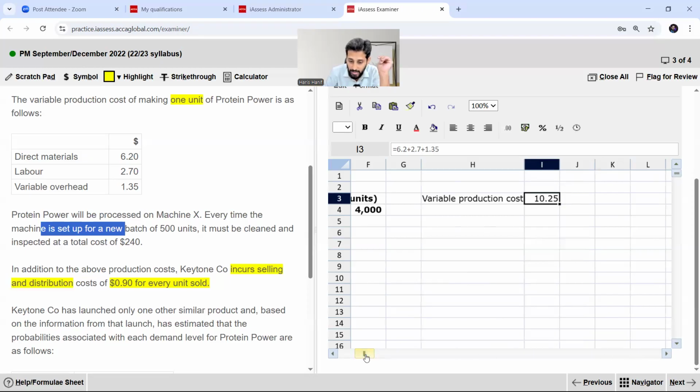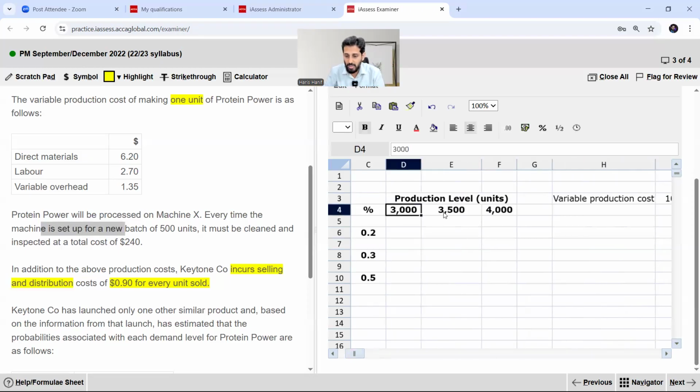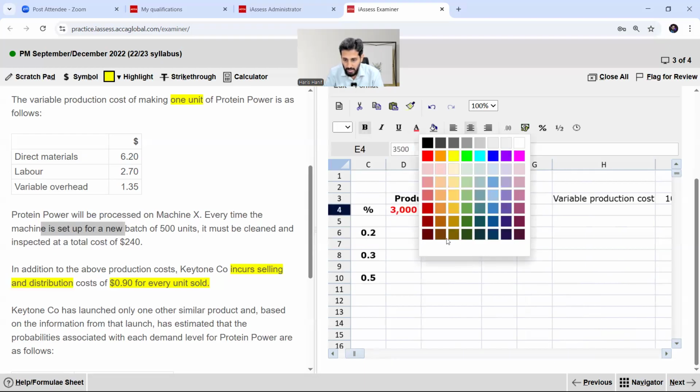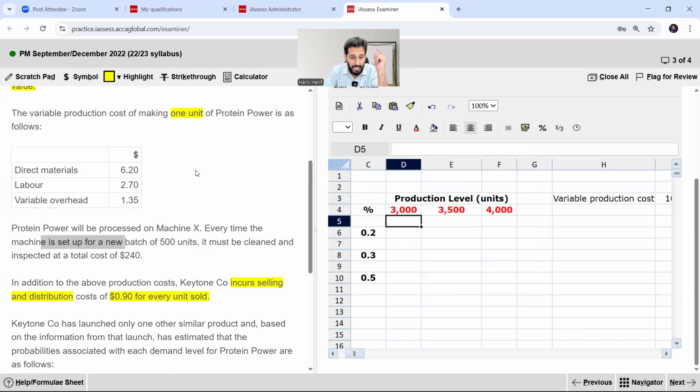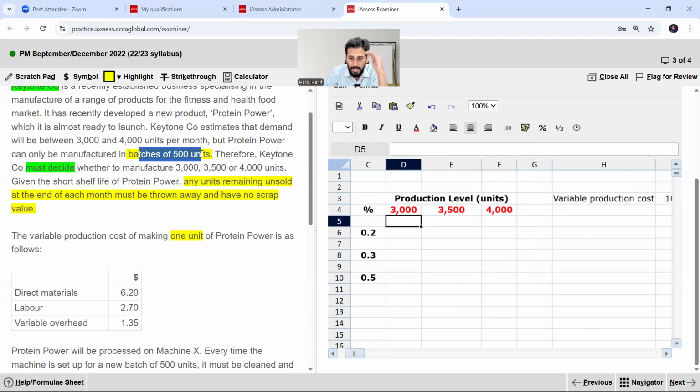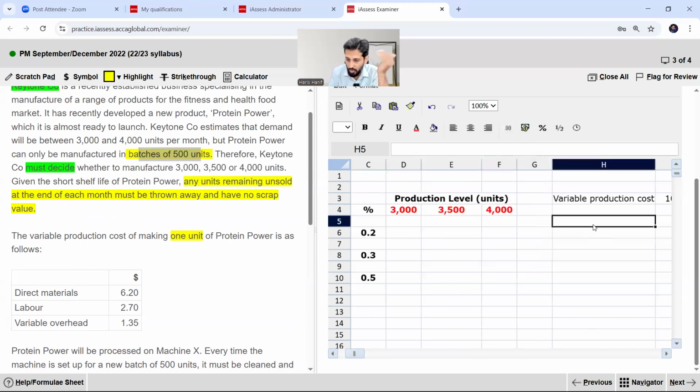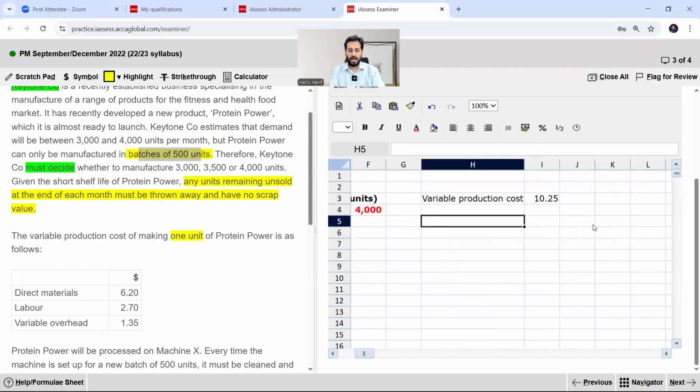Now please note that the production level can be either 3000, 3500 or 4000. This is a very simple point. This would be my production level. In this production level, there will be setup. And one more thing, go above: in batches of 500. So I am writing over here, just to simplify my answer, the number of batches.